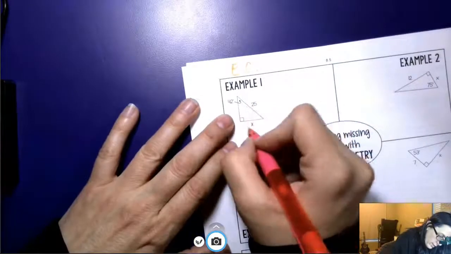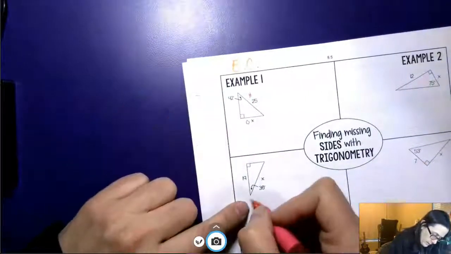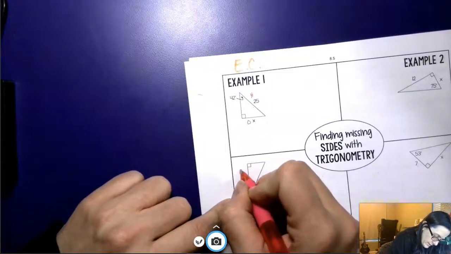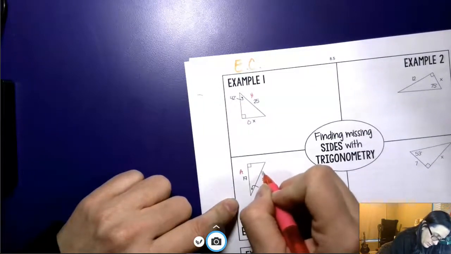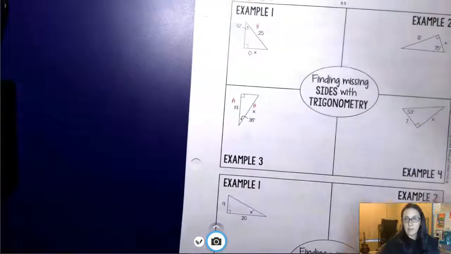So like here, I would put opposite, hypotenuse. Here I would put adjacent, hypotenuse, so it helps you see what you need to find, okay? So this will be extra credit.